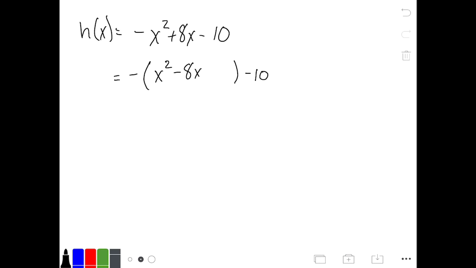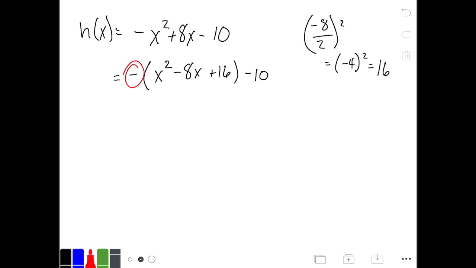So I take the number next to x, which in this case is negative 8, I half it, and then I square that. So half of negative 8 is negative 4, square that, and I'm going to end up with 16. So I get 16. That 16 goes in the blank right here, so plus 16. But here's a problem you have to be very careful on. You put a plus 16 there, and I know all of you see that, but you cannot forget about the negative that's out in front of this.